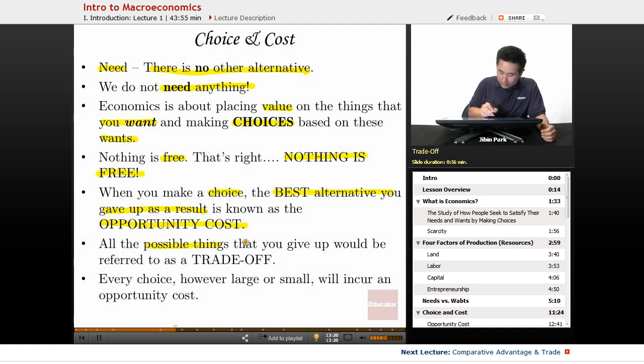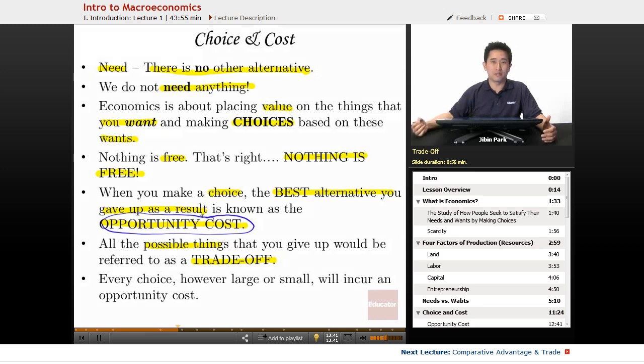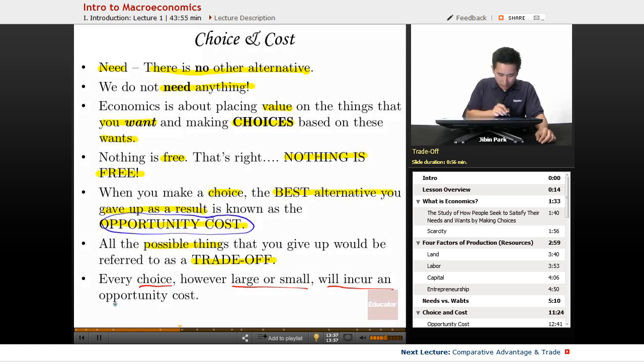So all the possible things that you could give up would be referred to as the trade-off. All those things that I mentioned, if you rank them in order from 1 to 10, all the things that you gave up would be a trade-off, whereas the next best alternative, the one thing that you gave up, would be known as the opportunity cost. So this is a fundamental principle in economics that nothing is free. The first thing that we talked about is that you don't need anything. Secondly, nothing is free. And finally, every choice, however large or small, will incur an opportunity cost.